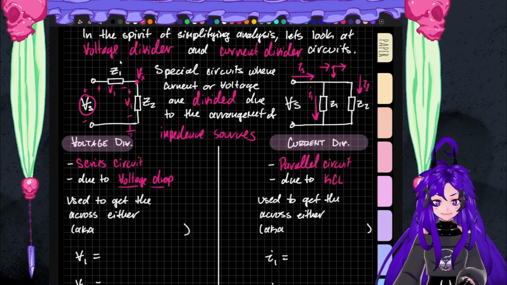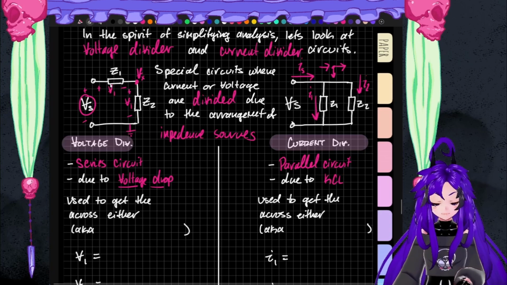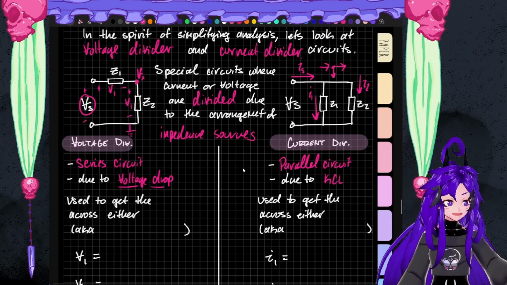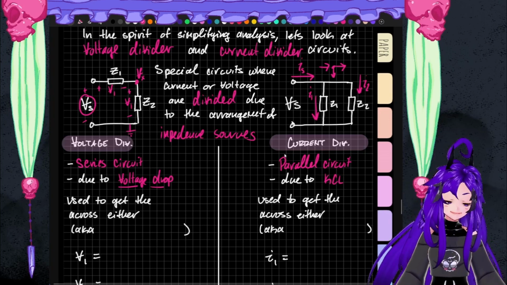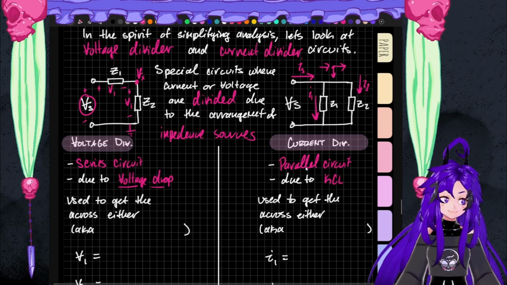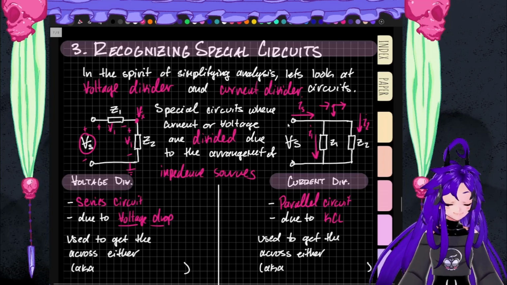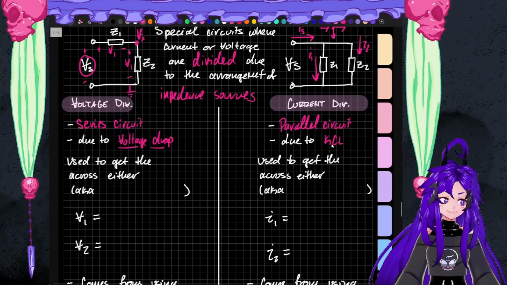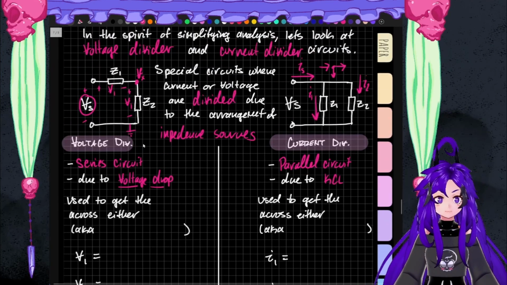This is a great shortcut. This one shows up so much. I cannot understate how much I have seen voltage divider over my career as an electrical engineer. Current divider is a little less common because usually it's just easier to apply node analysis at that point, but voltage divider, huge.